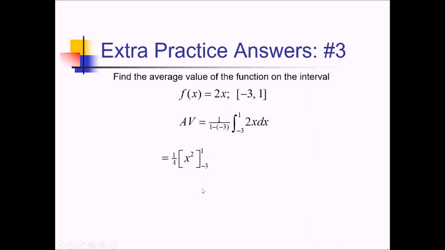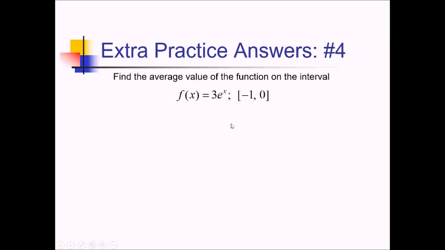So we have 1/4, and in parentheses, we're going to have 1 squared minus negative 3 squared. So this is going to be 1 minus 9, which comes out to negative 8. 1/4 of that gives us negative 2.